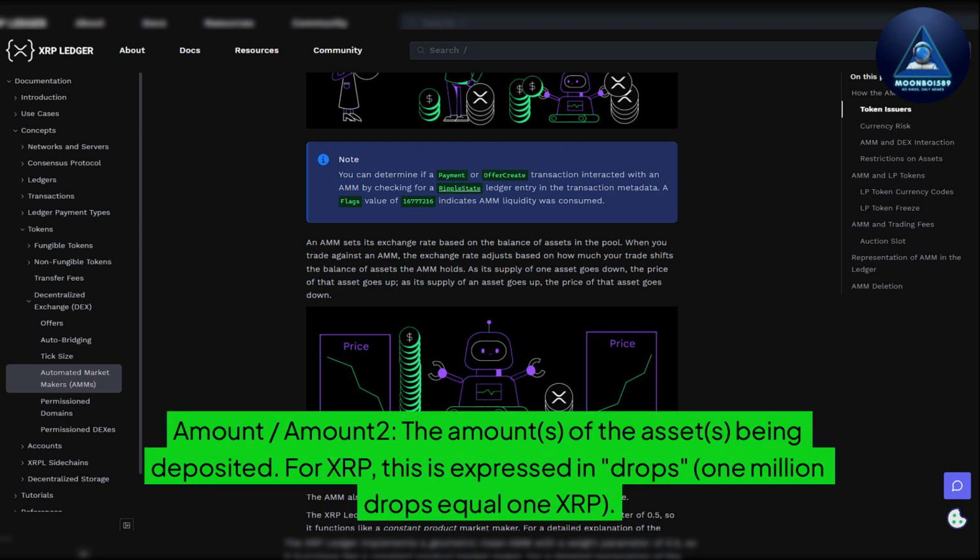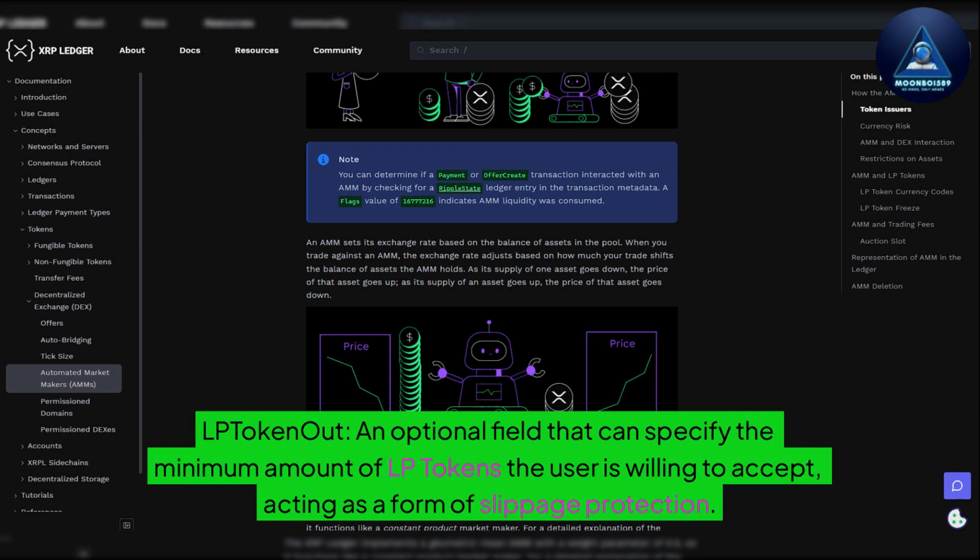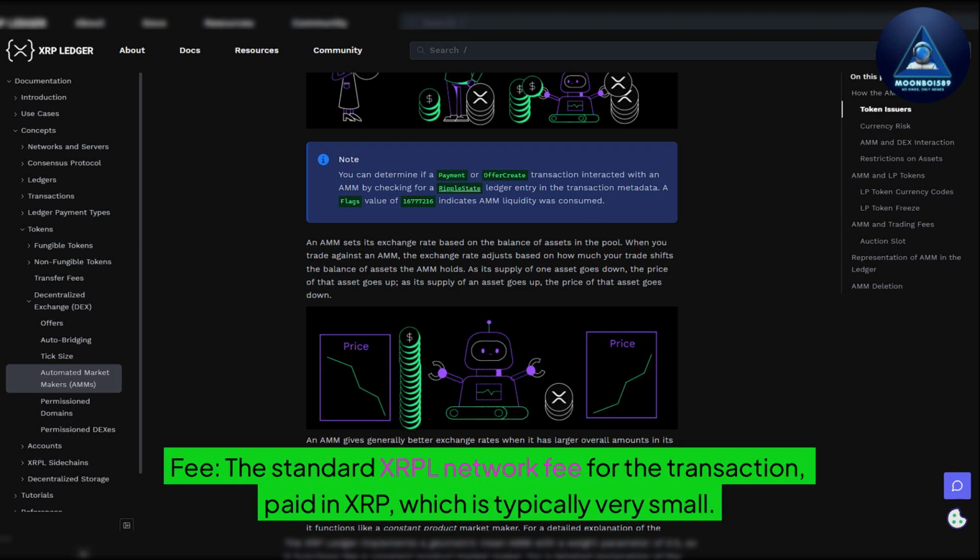LPTokenOut. An optional field that can specify the minimum amount of LP tokens the user is willing to accept, acting as a form of slippage protection. Fee. The standard XRPL network fee for the transaction, paid in XRP, which is typically very small. Upon signing and submitting this transaction, the user has officially become a liquidity provider for that AMM pool.